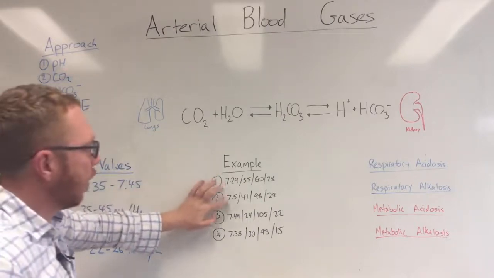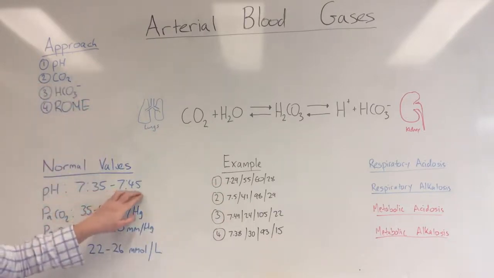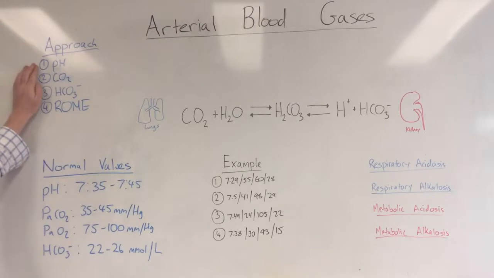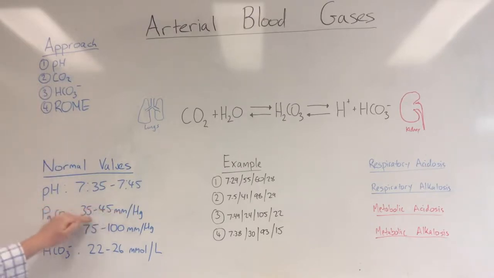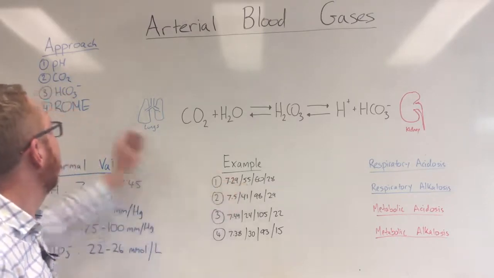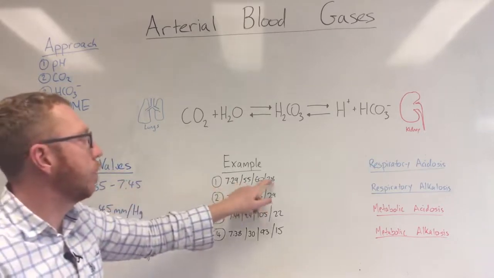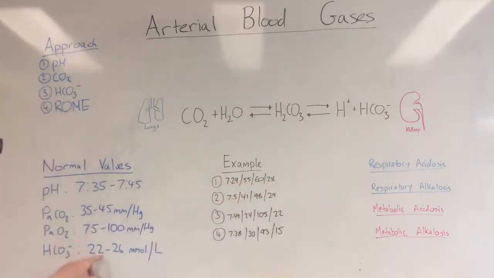So you look at this number. The pH, as we know, should be 7.35 to 7.45. That's the first step. The second step is to look at the carbon dioxide levels. It should be 35 to 45. So that's the second number. Okay, that's the second step. Third step is the bicarbonate. So you actually look at this number. That should be 22 to 26 millimoles per litre.